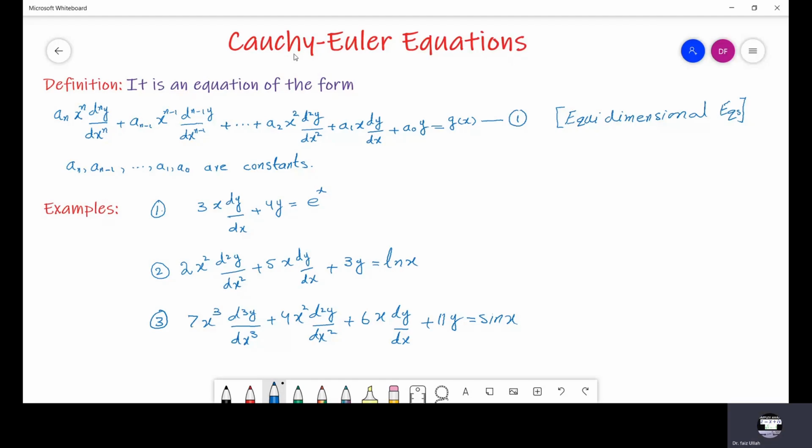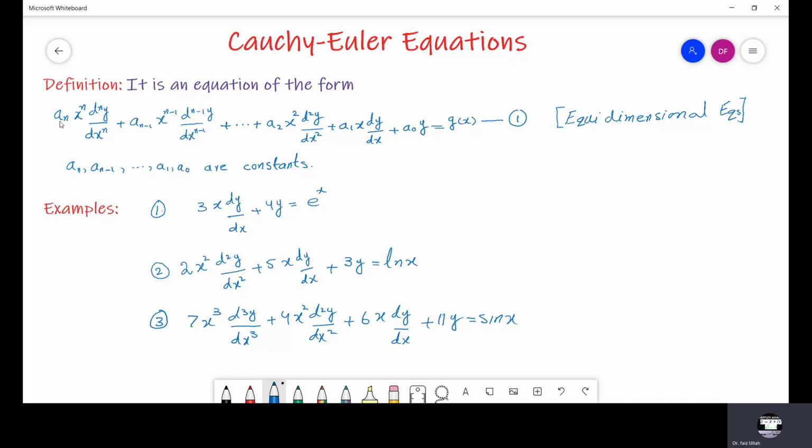In this lecture, we shall study the Cauchy-Euler equations. They are also called the Cauchy-Euler equation or Euler equations. Let us see the definition. We say that an equation of the form 1 is called the Cauchy-Euler equation.